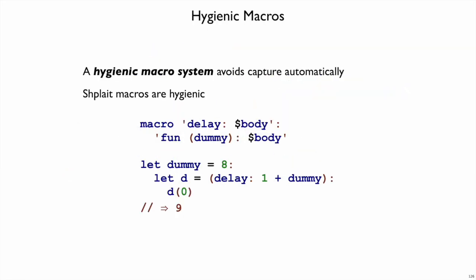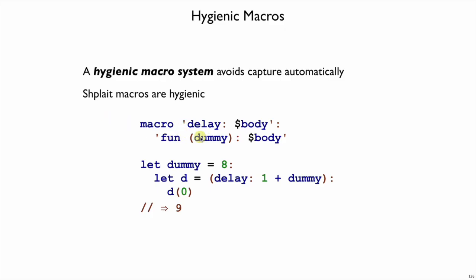A hygienic macro system avoids this capture problem more automatically. So a programmer who implements a macro doesn't have to think about when they're introducing a new identifier name. It will automatically be kept separate, in the same way that different functions' local variables don't interact with each other. And this is a property that the Shplait macro system has.